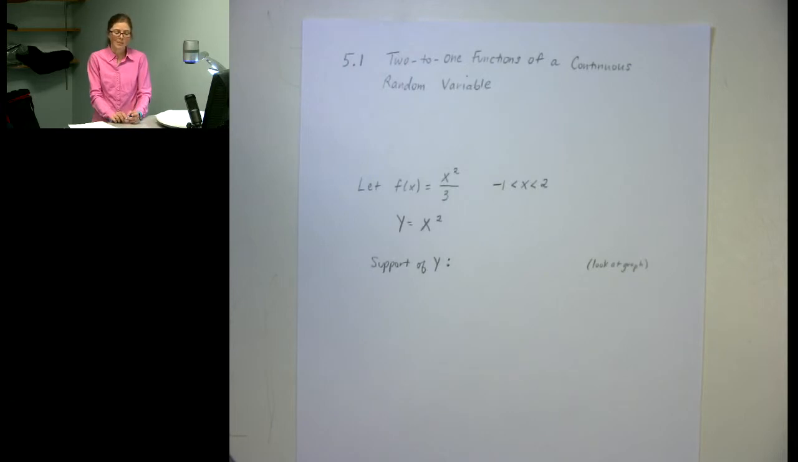So far we've considered only 1-to-1 functions that are monotone increasing or monotone decreasing on the support of x. And in this video we're going to look at how we would start to consider finding the distribution function for a situation where our transformation is not monotone and is not 1-to-1.